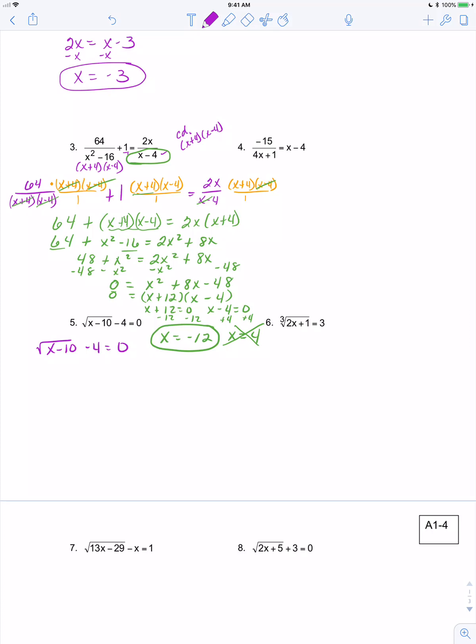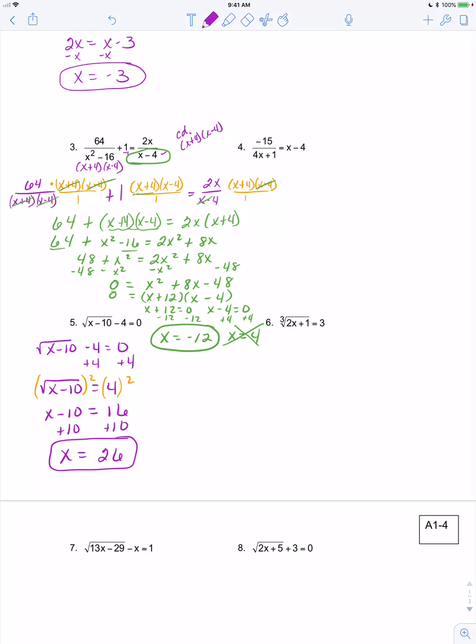Always isolate your problem and then go solve. So let's move that 4 over, and that gives us the square root of x minus 10 is equal to 4. And now remember that we have to bring both sides to the power of that root. Since that's a square root, we're going to square both sides, leaving us with just x minus 10 is equal to 4 squared, which is 16. And then we'll just add our 10 over to both sides, so x is 26.